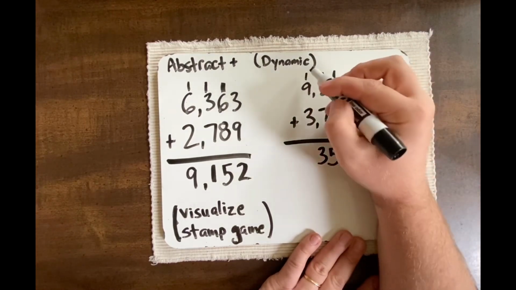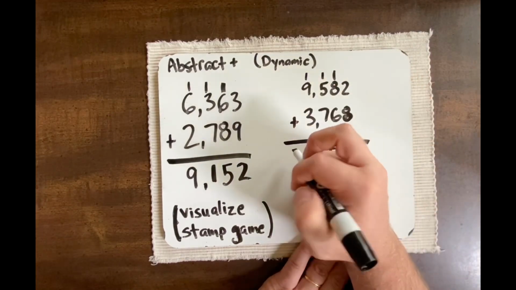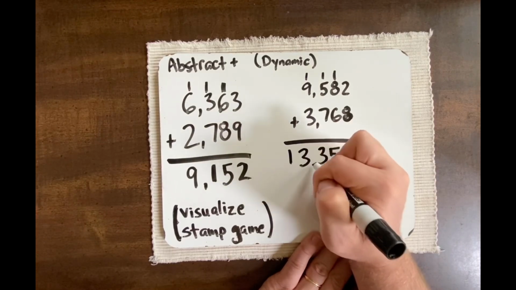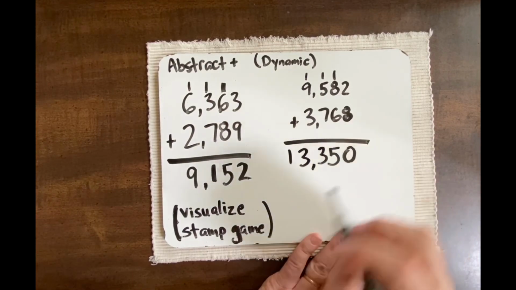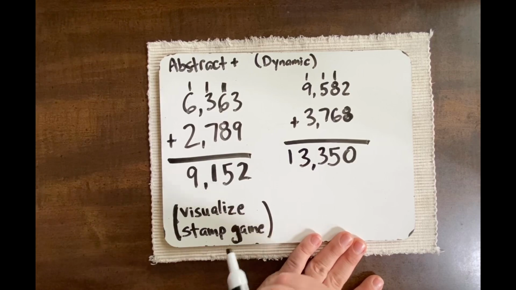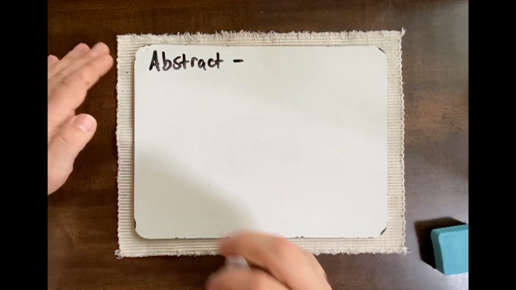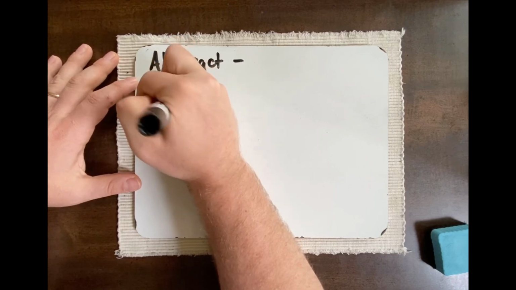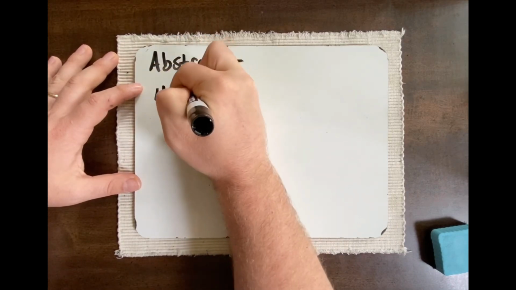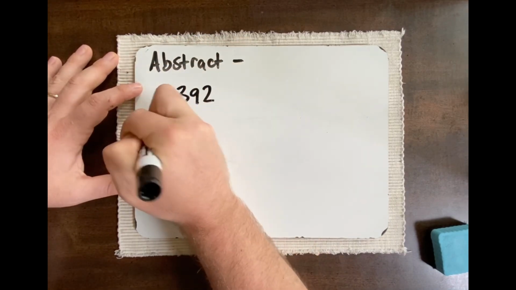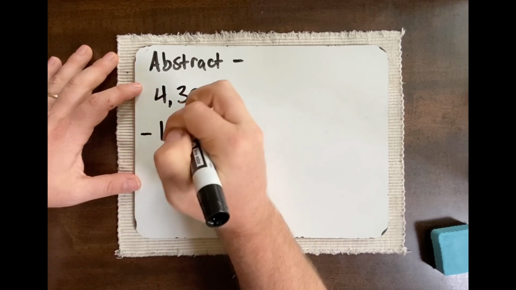Now, just like in stamp game, sometimes the final step of the equation leads us beyond the 1,000 and into the 10,000s. In this case, it led us to 13,350. Moving right along to abstract subtraction. Remember, keep stamp game in your head as we watch this equation.